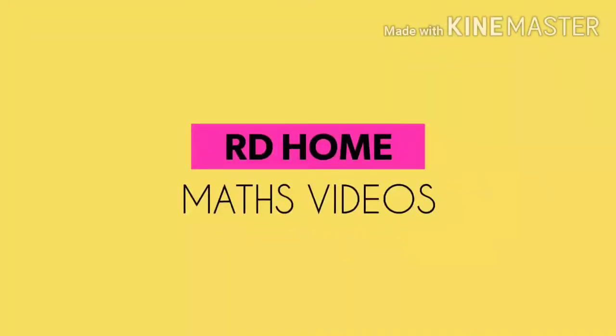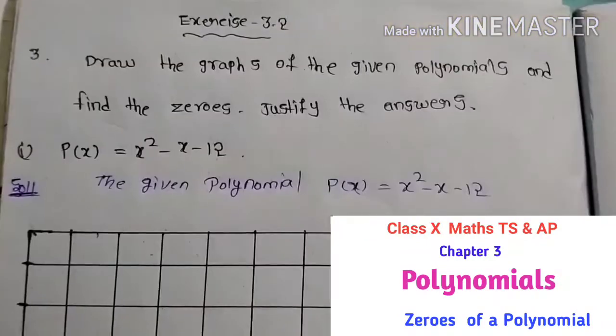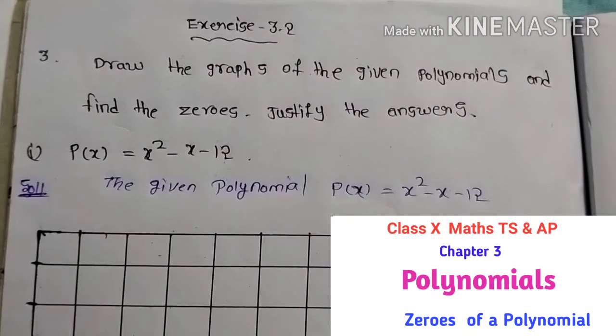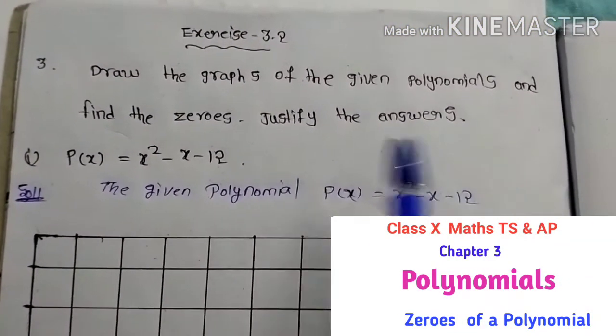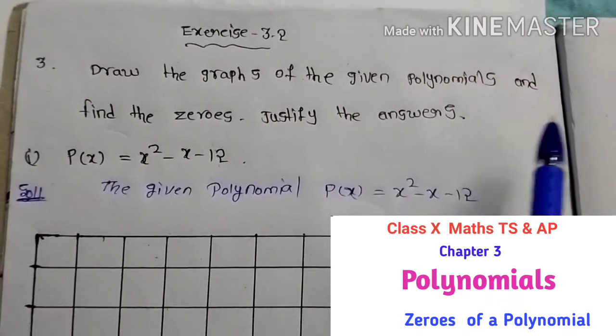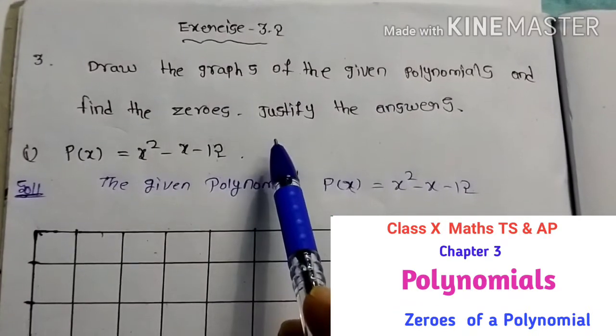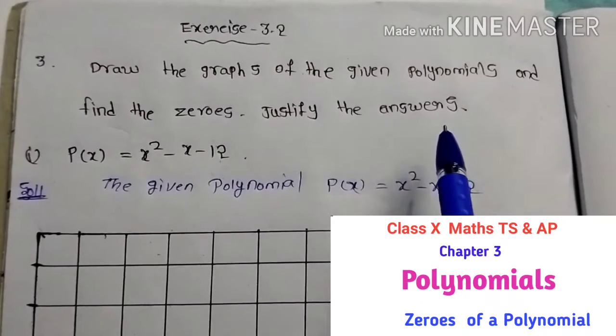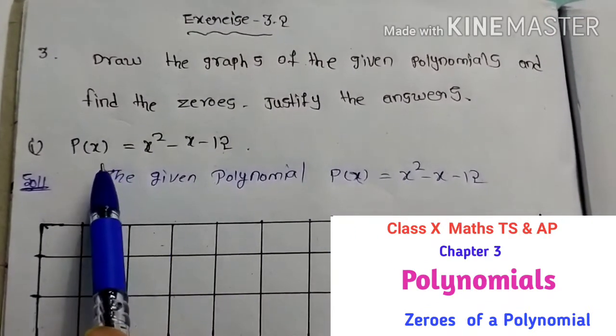Now we can see chapter 3, Polynomials. Now you can see here exercise 3.2, question number 3. Draw the graphs of the given polynomials and find the zeros. Justify the answers. First of all, what is the given polynomial?